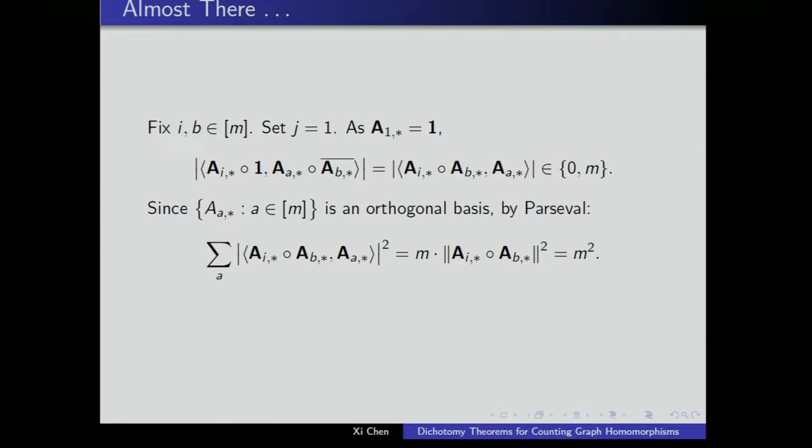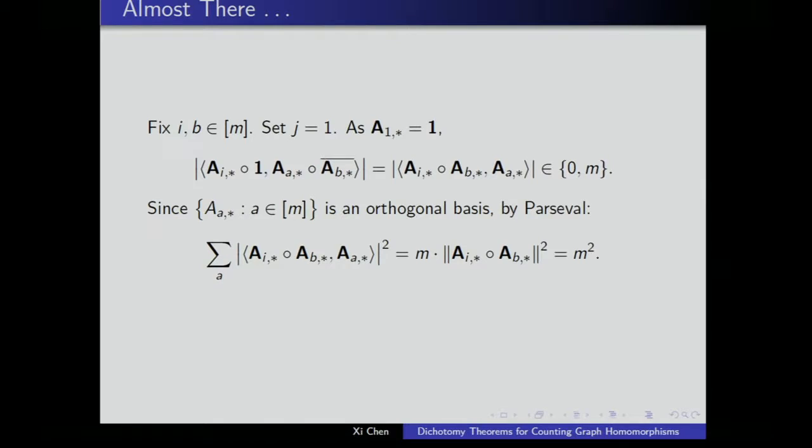To prove the group condition, let's fix i and b. So let's say I want to prove that the ith row and the bth row, if you take the Hadamard product, it's another row in the matrix. So let's fix i and b. We set j to be 1, so this becomes the all-one vector. Then we have that this sum, this norm is either 0 or m.